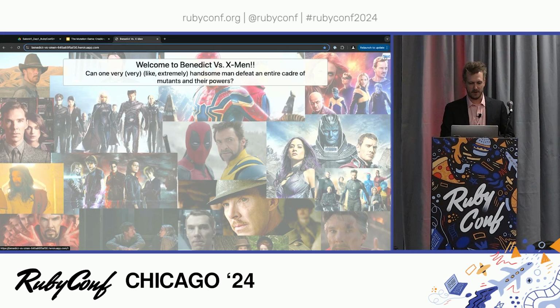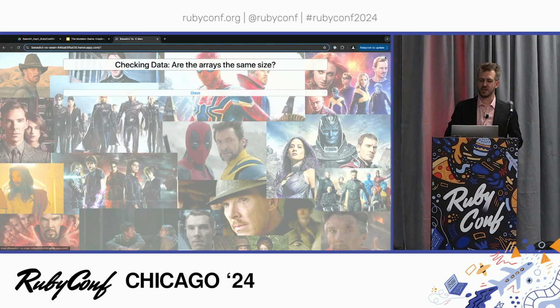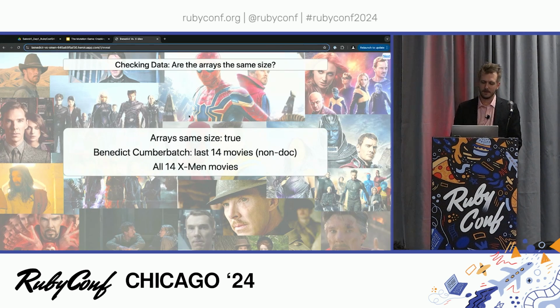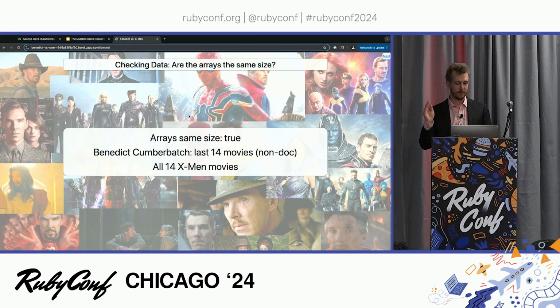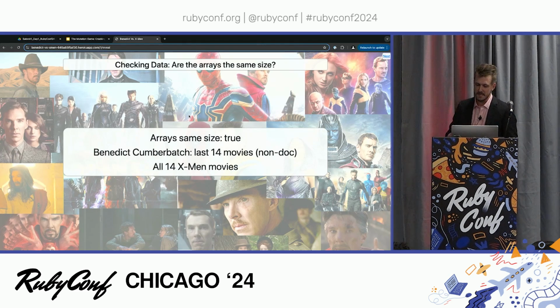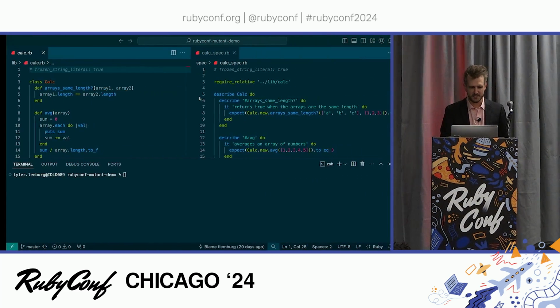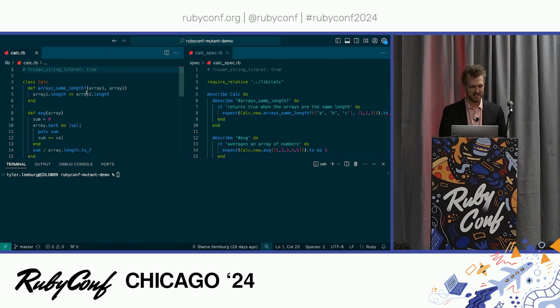Now, we want this to be a fair competition, so we will first check to ensure that the arrays of our data are the same size. All right. Website confirms that the arrays are the same size. We're going to be looking at Benedict Cumberbatch's last 14 movies, non-documentaries, and then all 14 of the X-Men movies to date. All right, well, let's check our code on this method and see if mutation testing tells us anything.